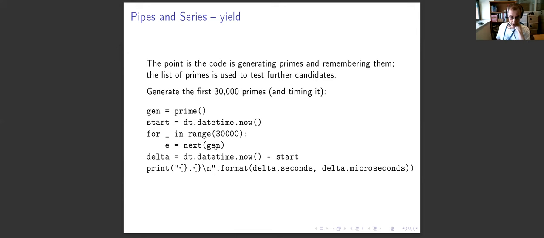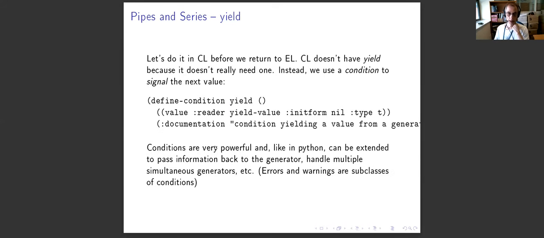So we can see a little bit of code that actually calls this function. We generate 30,000 primes, and we don't care about the values. We're just interested in how long it takes to run this code. Again, the code is not efficient, but that is not what we care about yet. We will get to efficiency later. What we do care about is the generator, as Python calls it, that you keep calling and saying, give me the next value, give me the next value, give me the next value.